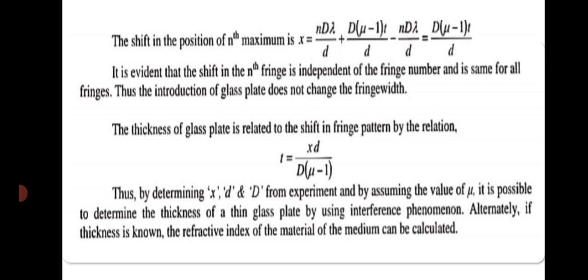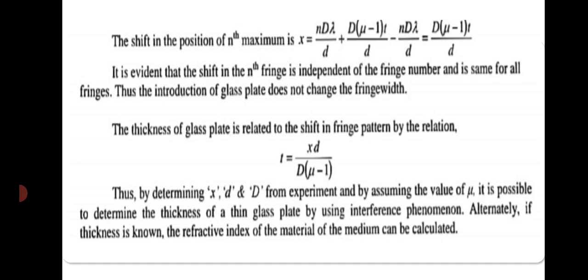It is seen that the shift in the nth fringe is independent of the fringe number and is the same for all the fringes. Thus, introduction of a glass plate does not change the fringe width. The thickness of a glass plate is related to the shift in the fringe pattern by the relation small t is equal to xd/D into (mu minus 1).